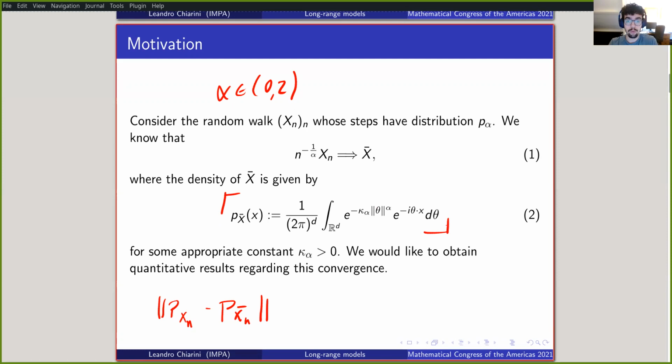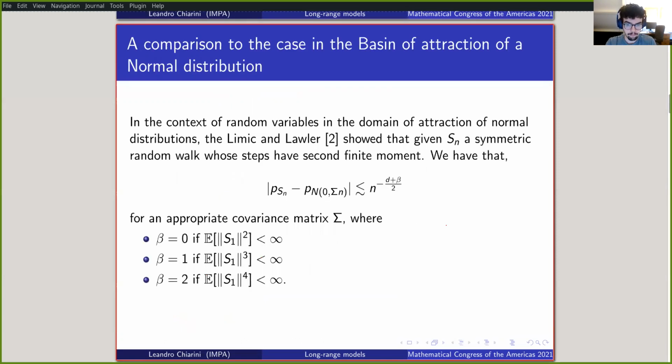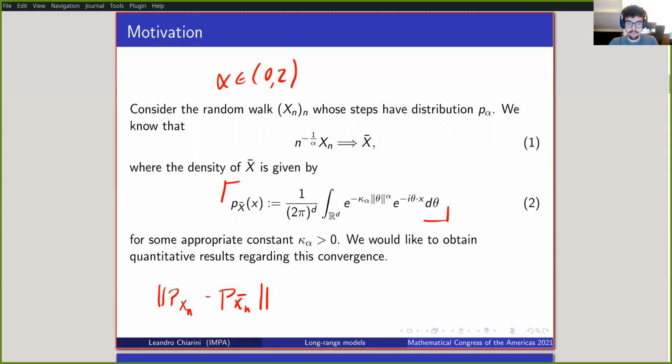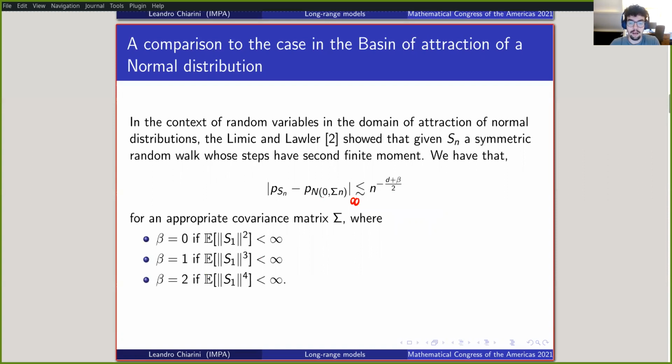And it might be useful, before we start doing this, to compare to what happens in the case that alpha is strictly bigger than 2. That is, we're in the basin of attraction of a normal distribution. A nice reference for such kind of results is Lawler and Limic's book, where they show that, well, here I'm really thinking of this bound as being an L infinity bound. They show that in this previous case, and they show that for every dimension, we can get this uniform bound to behave according to this exponent.